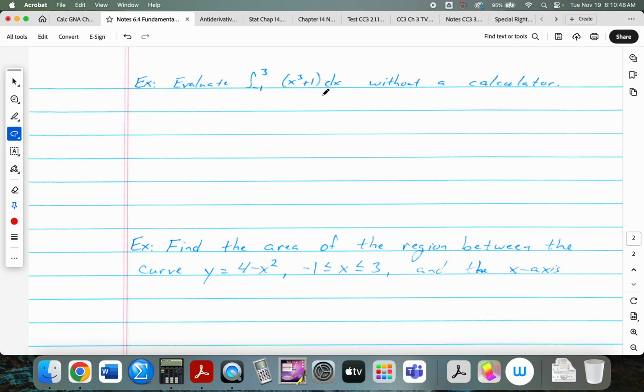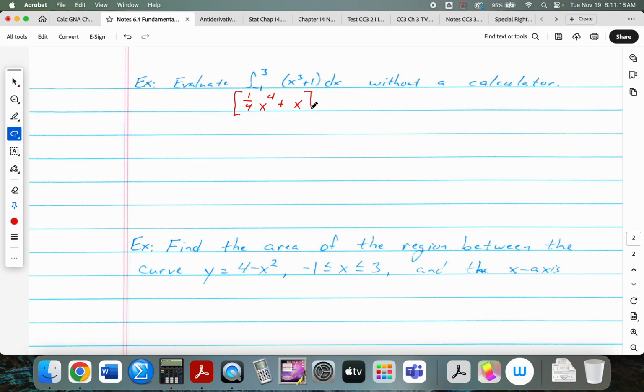Typically what we'll do is find the antiderivative first. So what is a simple antiderivative of x cubed? What would that have to be? X to the 4th over 4. Exactly right. Well done. I typically write 1/4 x to the 4th, but you're exactly right. And what's an antiderivative of 1? X.